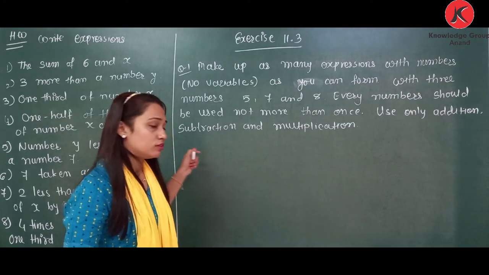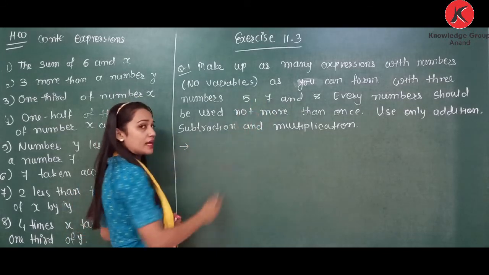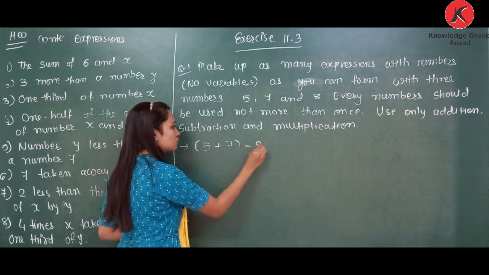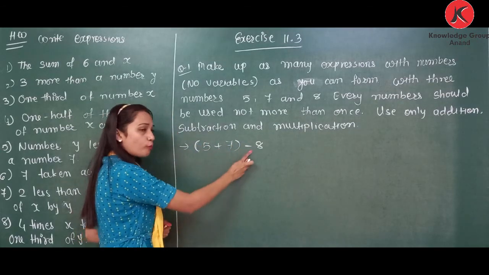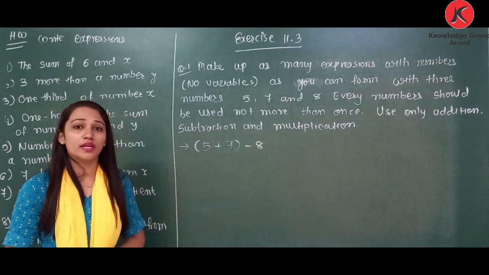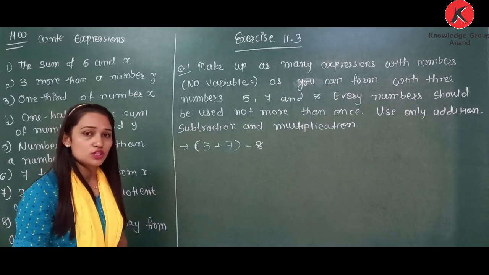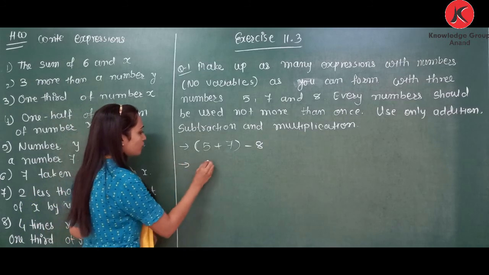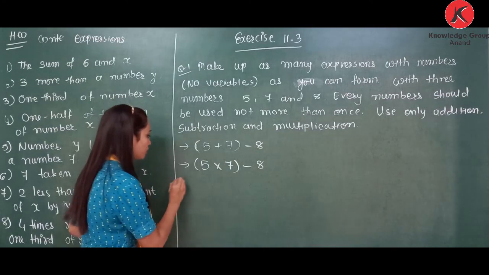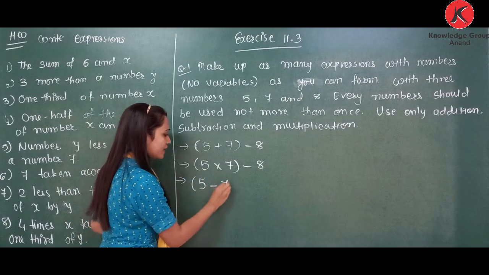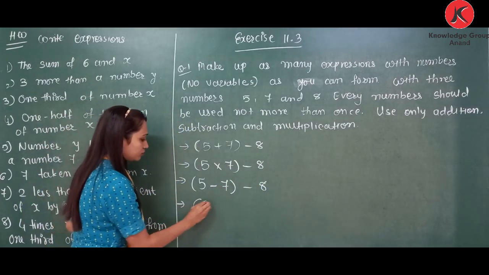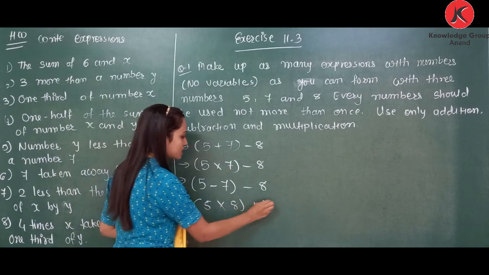So we can write the numerical expression like, first we can add 2 numbers, 5 plus 7 minus 8. So here we use 2 operations for 3 numbers, addition and subtraction. So this way we need to write as many equations or as many expressions for these 3 numbers. So let's write 5 multiplied by 7 minus 8. That is one more expression. 5 minus 7 minus 8. That is one more expression. 5 multiplied by 8 plus 7.